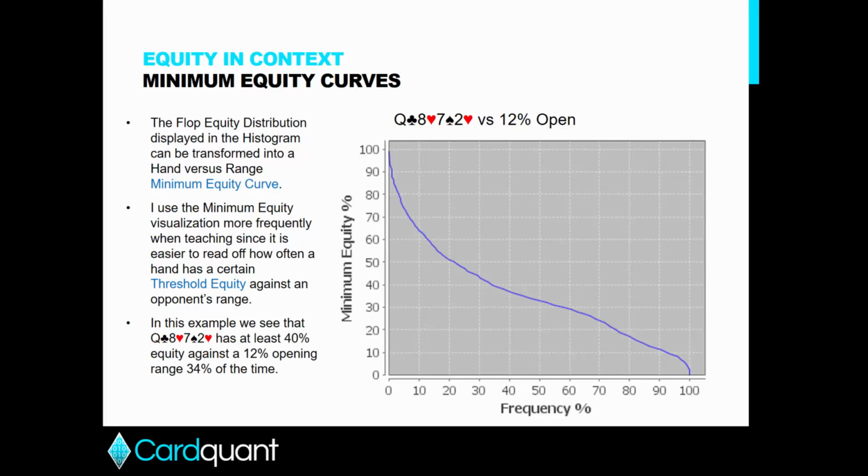In this example, we can see that, say, Queen 8-7 deuce has at least 40% equity against a 12% opening range. So you see that 40%, we draw a line across, it intersects with the slope of the graph at the 34% frequency mark. So Queen 8-7 deuce has at least 40% equity against a 12% opening range 34% of the time.